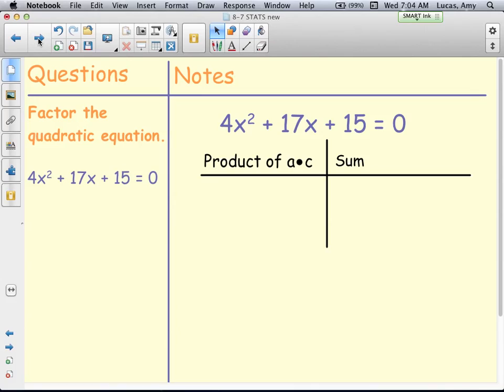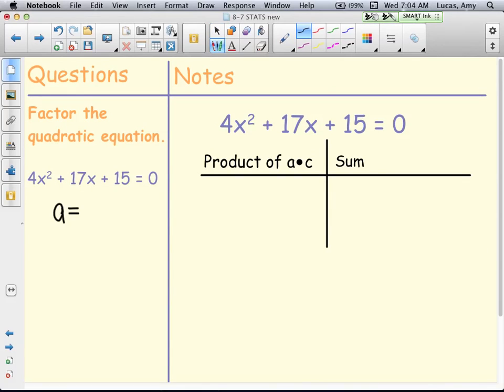So what we're going to have to do that's a little different is make sure that we've got our quadratic on one side of the equation and 0 on the other side, and make sure that our quadratic is written in standard form. So we're going to identify A, B, and C. A is 4 for this problem because it's the number in front of x squared. B is 17, it's the number in front of x. And then 15 does not have a variable.